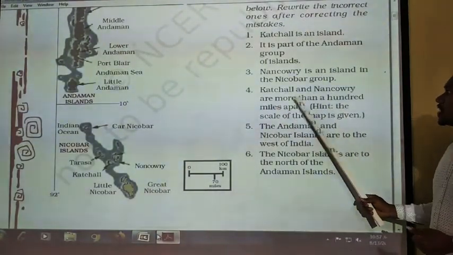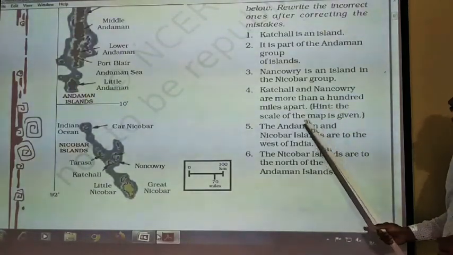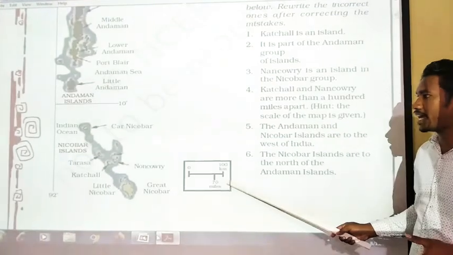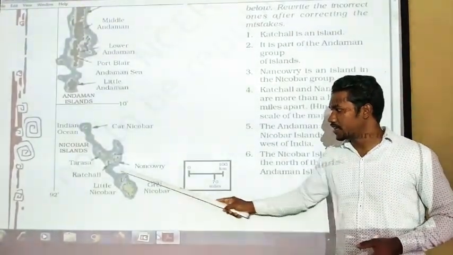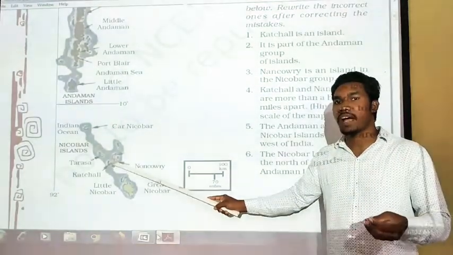Then number 4, Kachal and Nankauri are more than 100 miles apart. Here a mapping scale is given, and what is being asked here is how far apart Kachal and Nankauri are. It says more than 100 miles.